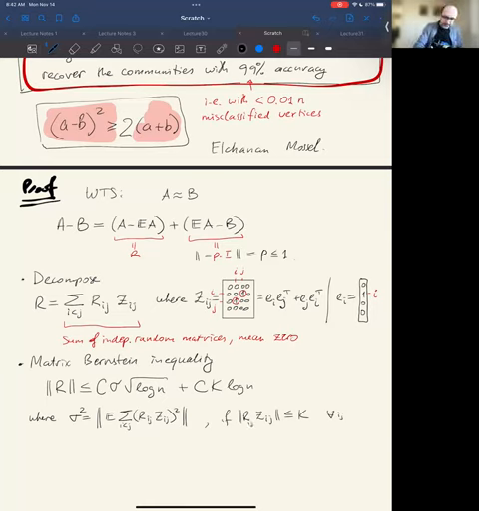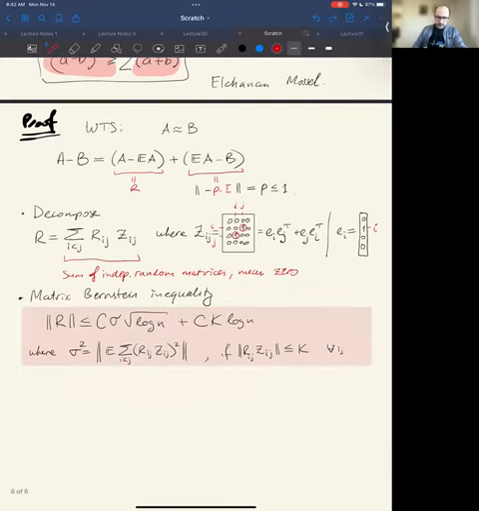This is our matrix Bernstein's inequality that we did last time. It just says that this holds with high probability, with probability, let's say, greater than 0.99. Then we can make the constant C large enough to accommodate that probability. So that's matrix Bernstein's inequality.